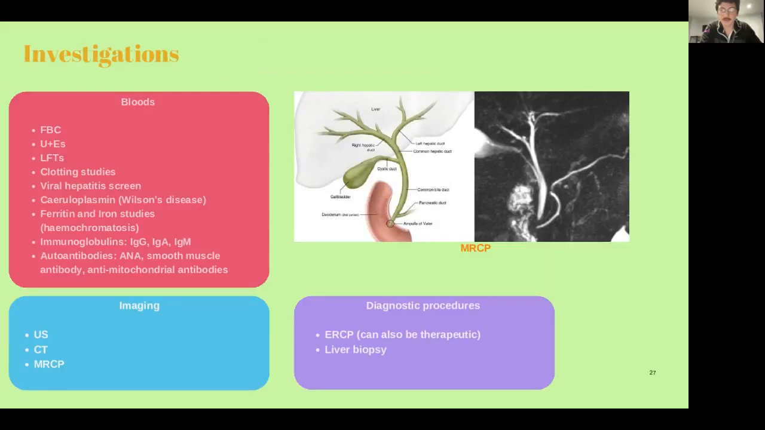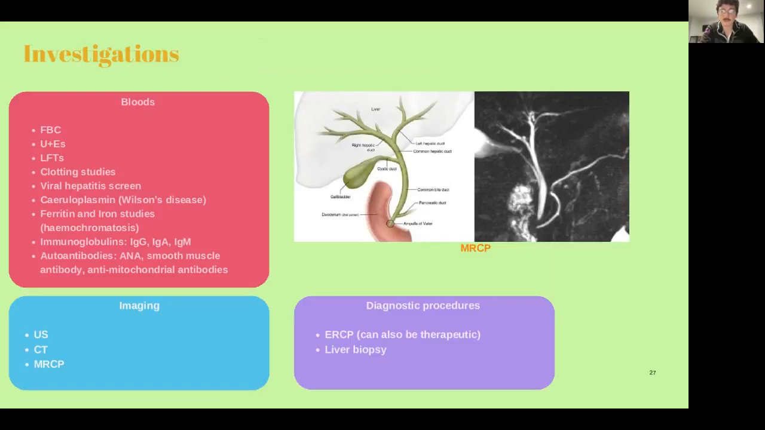So why clotting studies is important, because the liver produces a lot of your clotting factors and vitamin K. You're obviously going to do a viral hepatitis screen. Want to rule out some metabolic causes like Wilson's and hemochromatosis. Look at the immunoglobulins, and also autoantibodies in case of autoimmune hepatitis. And then also anti-mitochondrial as well, because of things like PBC, I think it's associated with.